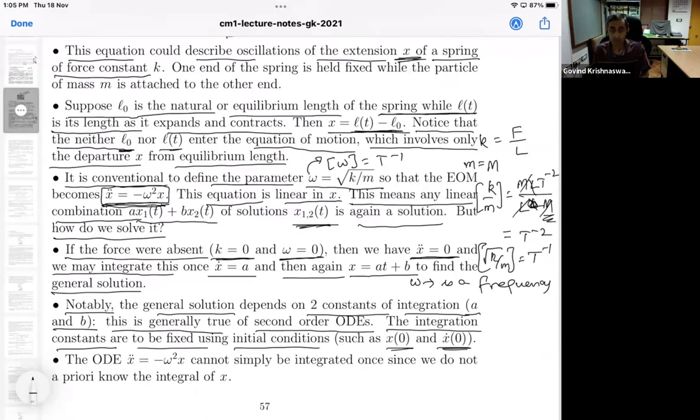Okay, now let us proceed to our equation for the simple harmonic oscillator, namely x double dot is equal to minus omega squared x. Sadly, we cannot simply integrate this once because x appears here. I mean, you can integrate x double dot and get x dot, but you cannot simply integrate x. Yeah, we don't know what function x is, so since we do not a priori know the integral of x, we cannot simply integrate this. Okay, so we need to be a little cleverer about it.